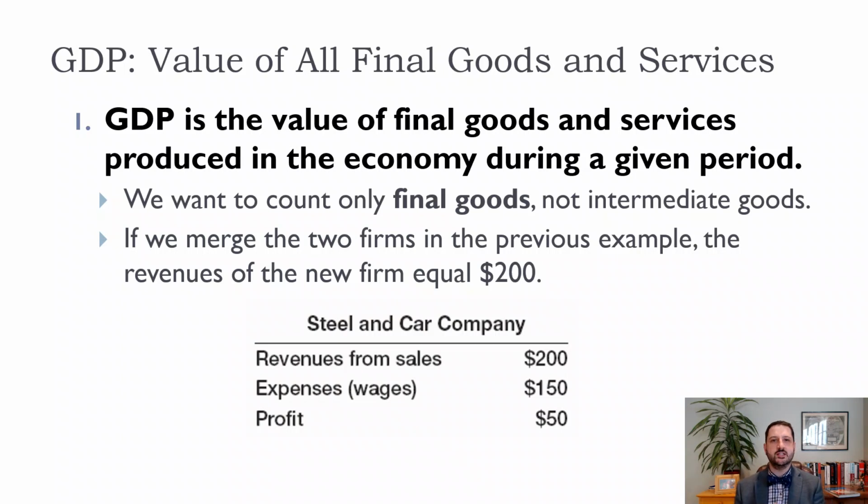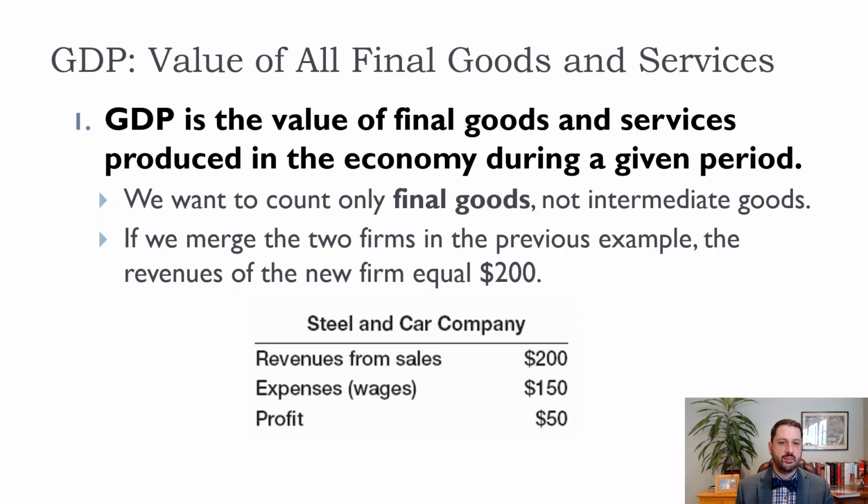And you can see this because if we merged the two companies, right? If the two companies became one company, then they would have $200 of revenue. Their expenses would be $150 and their profit would be $50. So now, one thing to notice here is that their expenses and profit add up to their revenue, right? That's just the definition of profit. Profit equals revenue minus costs.